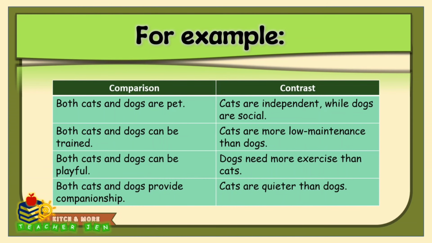Now let us have the column for contrast. Here are the examples. Cats are independent while dogs are social. Cats are more low maintenance than dogs. Dogs need more exercise than cats. Cats are quieter than dogs. So here it also presents the differences between cats and dogs. So these are just simple examples for comparison and contrast.